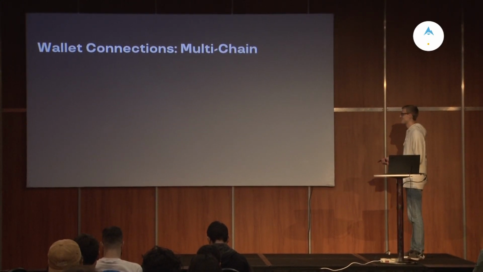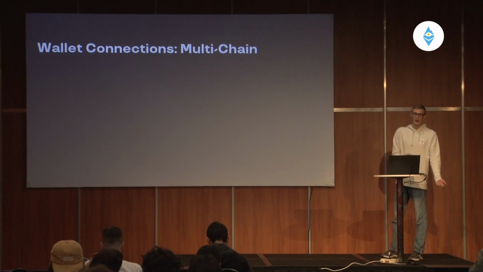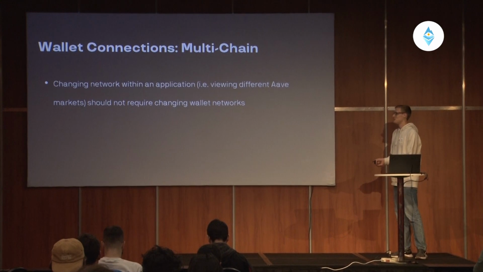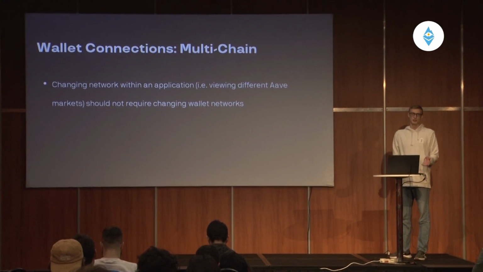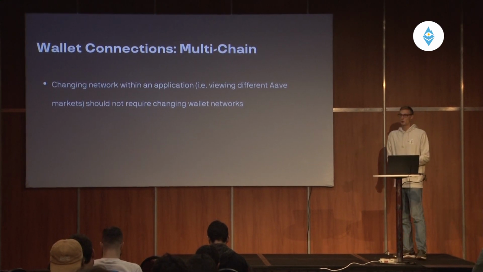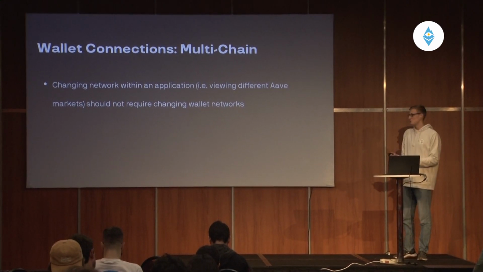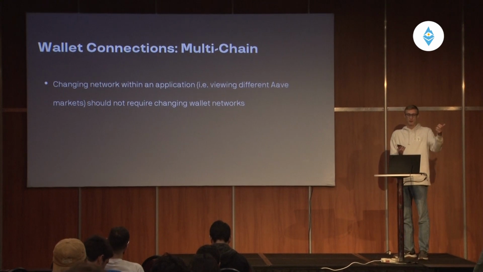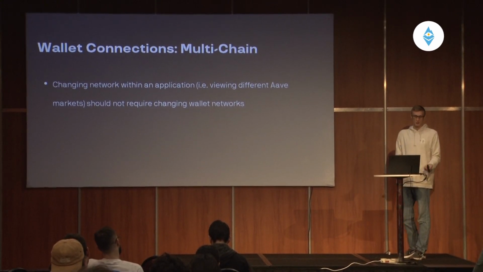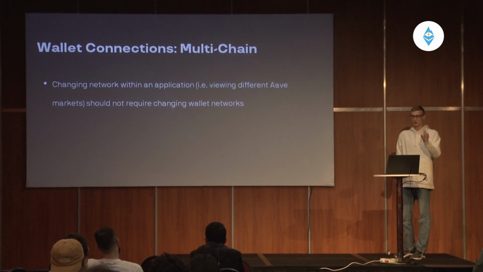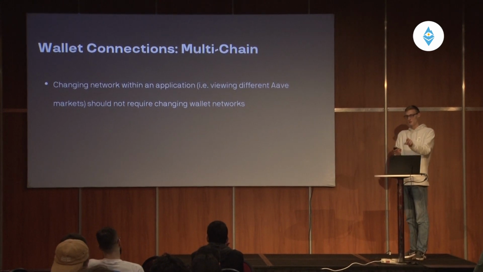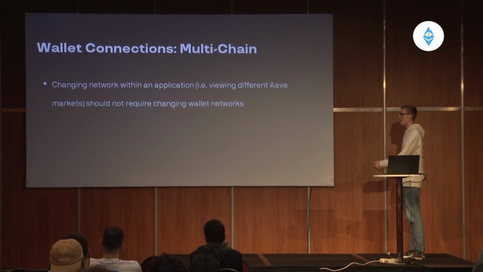And next is the considerations when going multi-chain. Changing network within an application is a really common thing to do when you have a multi-chain application. So for example, on the Aave interface, you might click that market toggle button to switch between looking at Ethereum and looking at Avalanche or looking at Polygon. It's really not a good pattern if every single time you want to look at different data in your application, you're telling the user, hey, you need to switch your wallet to be connected to this network as well.